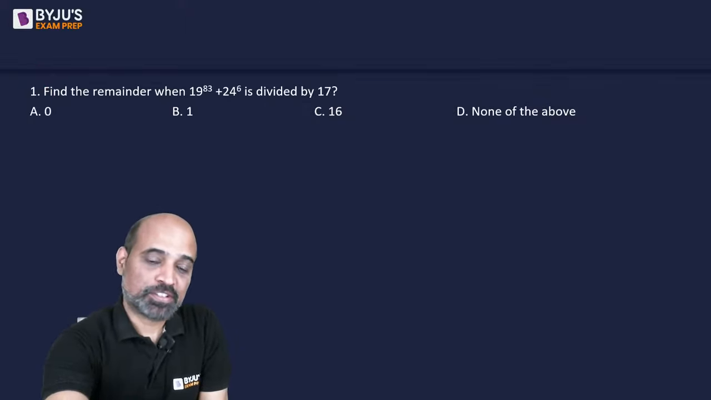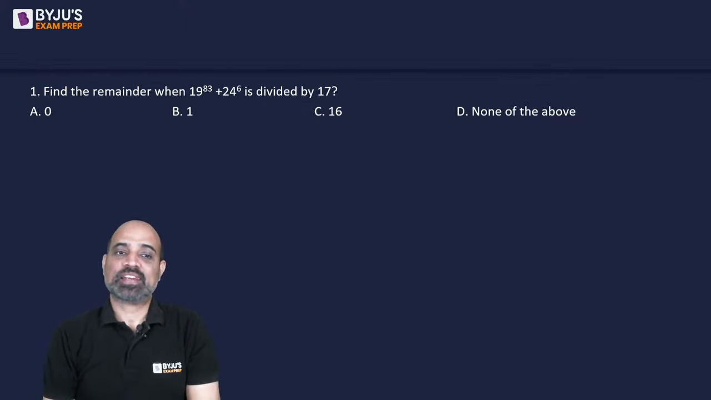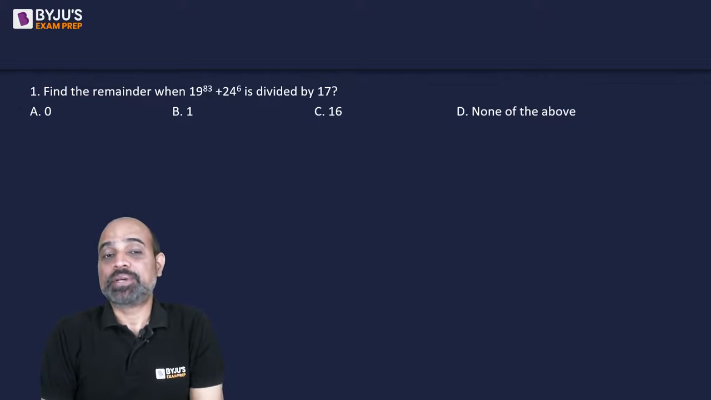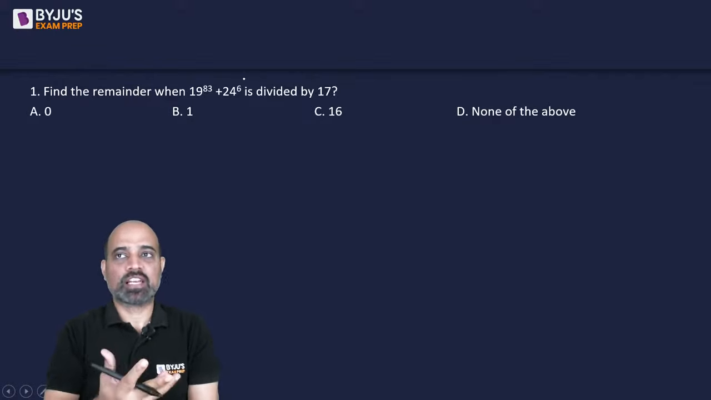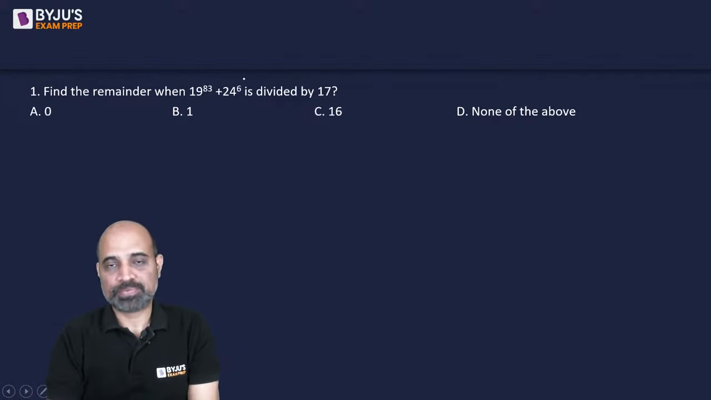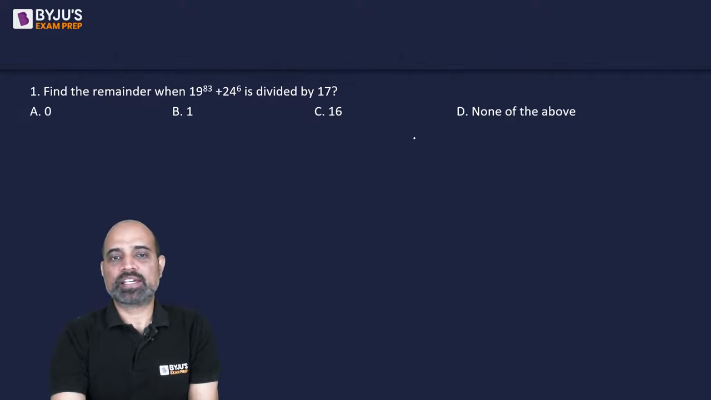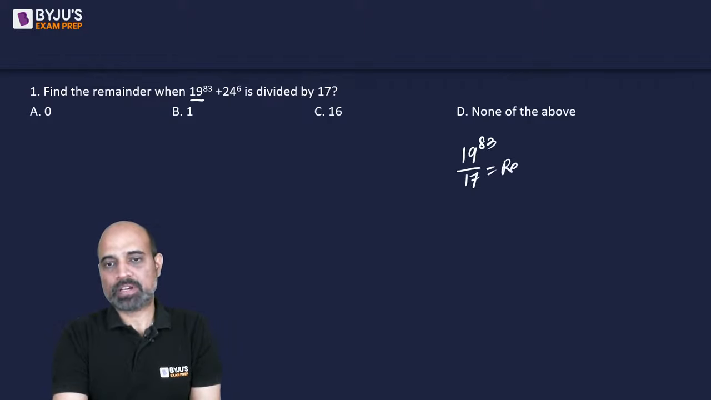So let's start with the first question of today. Find the remainder when 19 raised to 83 plus 24 raised to 6 is divided by 17. Okay, so a remainders based question, right? Since the powers are not the same, we cannot club them together. We can't do anything about them, right? So what we can do is pick them one by one. Let's start with 19. So 19 raised to 83 when divided by 17, what will be the remainder here? This is what we need.